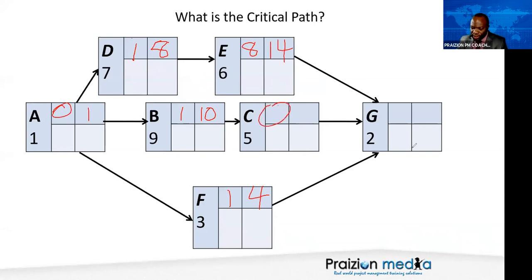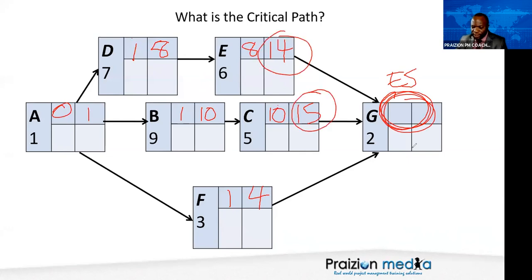What do I put into C, the early start of C? Thank you, Donna. A 10. Thank you, Yolanda. Thank you, Greg. What do I put into the early finish of C? 15, says Greg. Awesome. Now we get to the point of reckoning. What goes into the early start of G? You've got E with an early finish of 14, C with an early finish of 15, and F with an early finish of 4. What do we put in there?